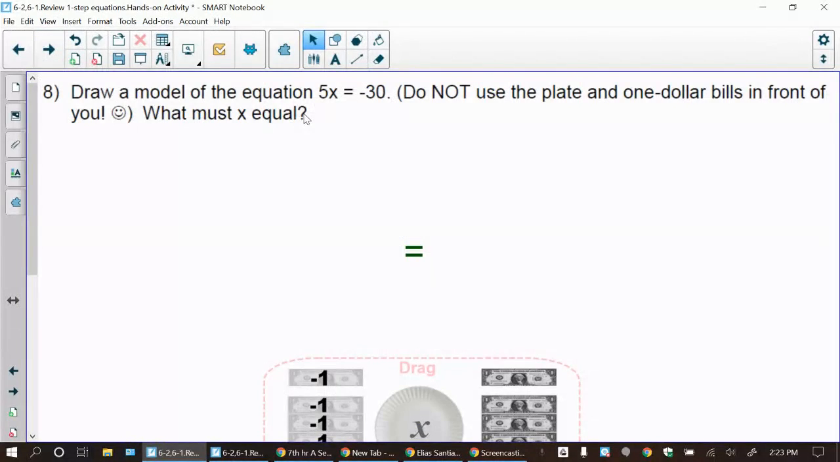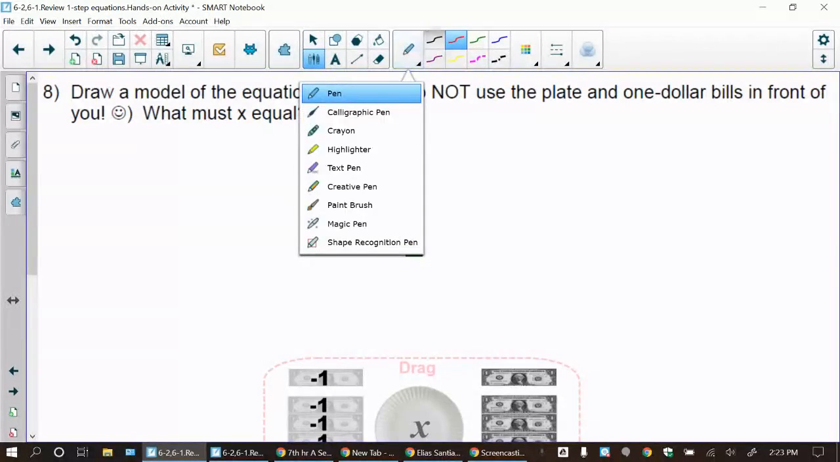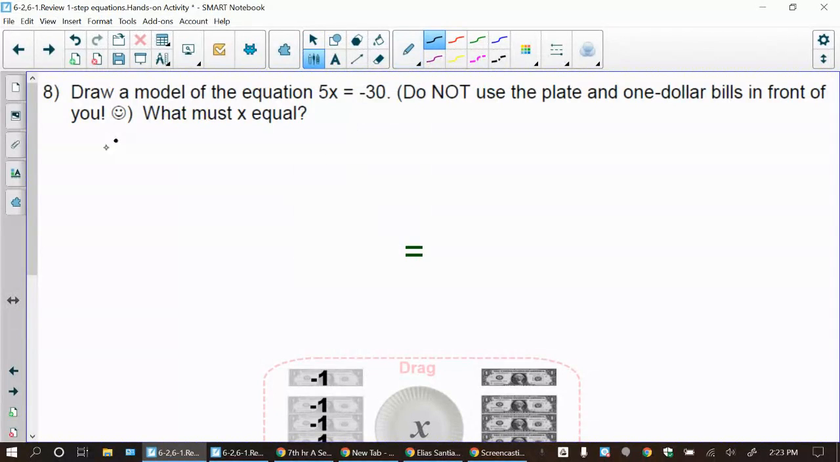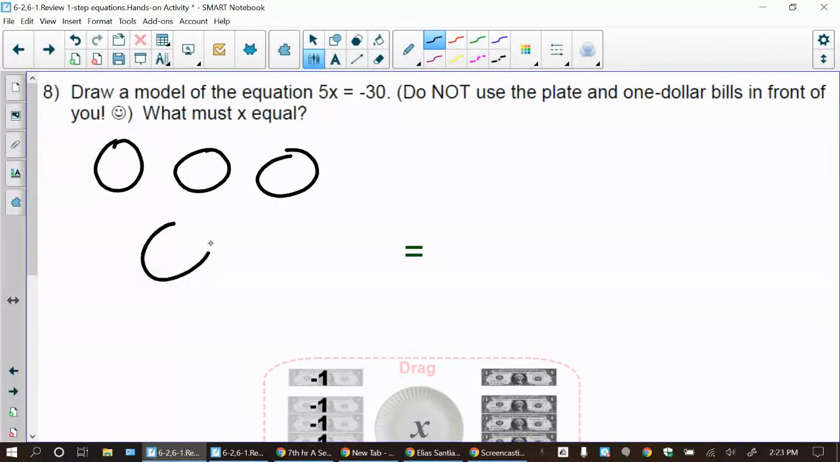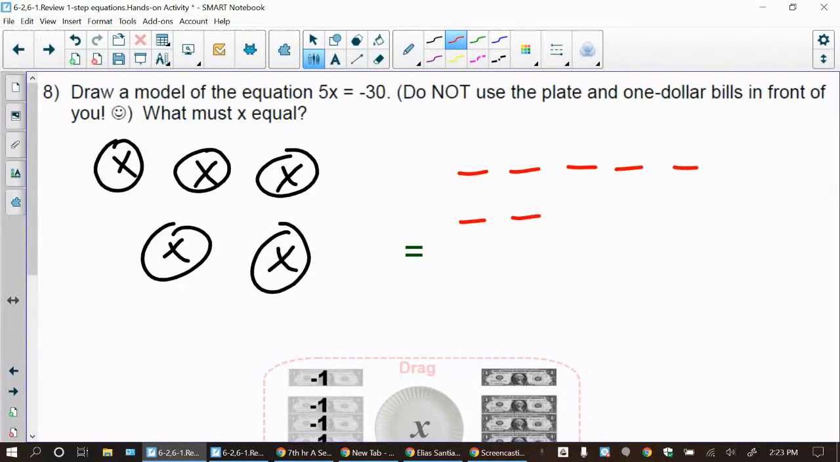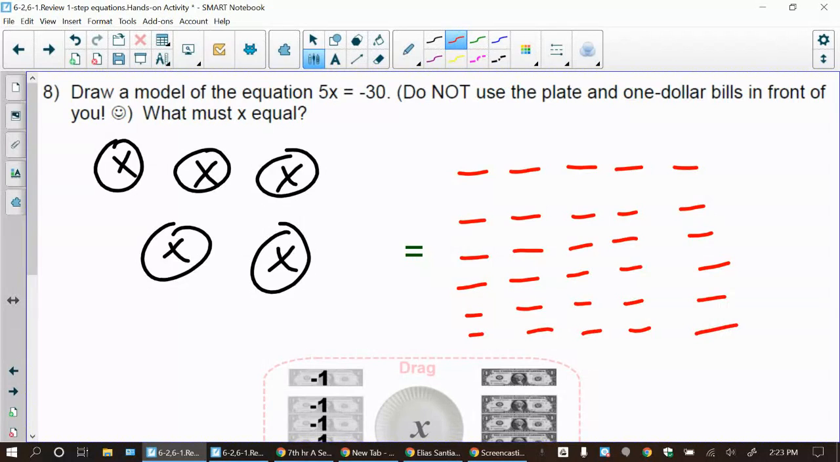We're going to draw without using the plates. Putting a whole bunch of negatives, drawing those is going to take too much. So let's draw. Okay, I have 1, 2, 3, 4, 5. Those are my 5 plates of x's. And I got a bunch of negatives, 1 through 30.